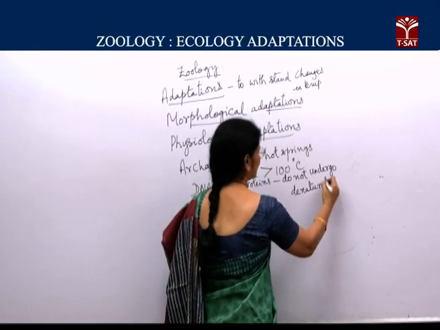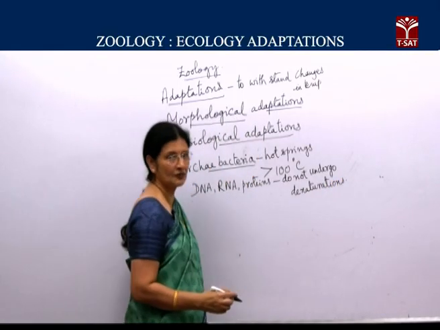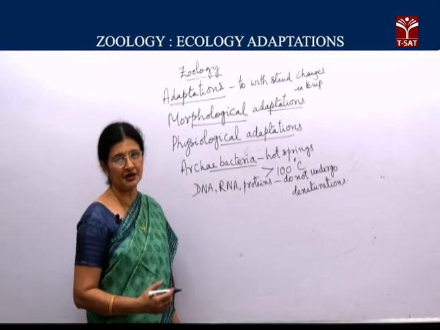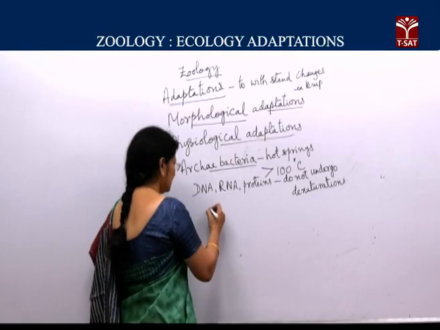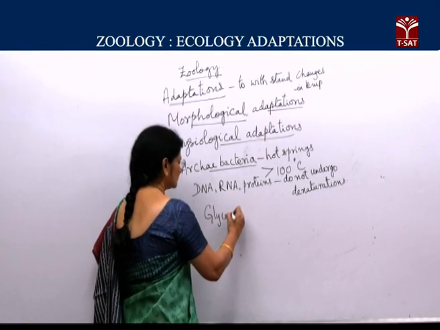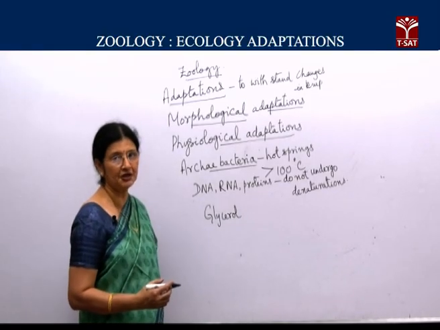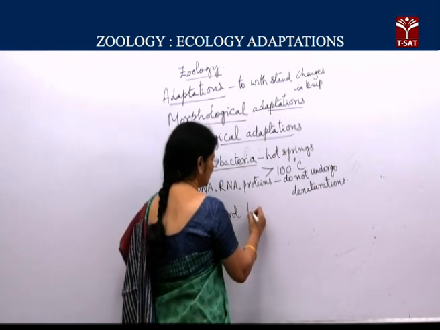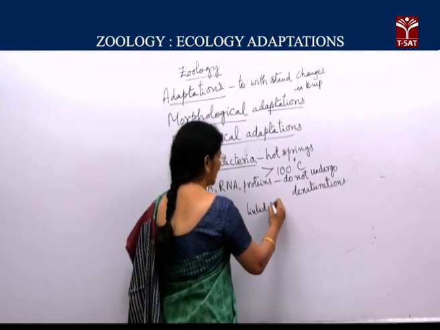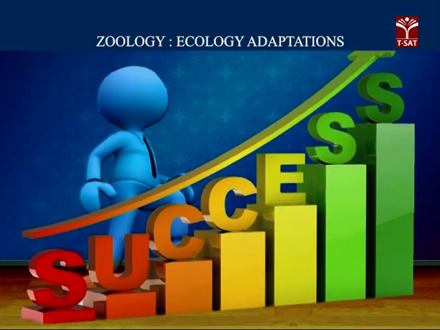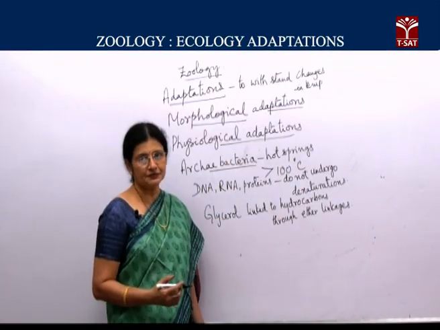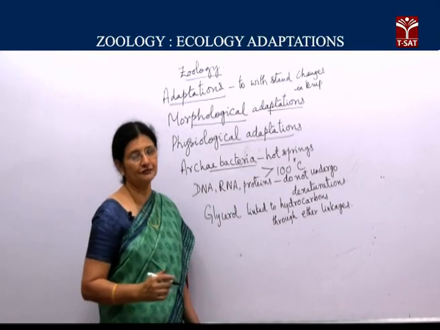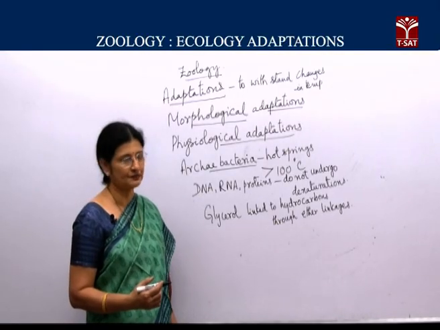even at high temperatures. Not only that, the cell membranes of these bacteria contain lipids and proteins. Glycerol of these lipids is linked to hydrocarbons, and the hydrocarbons are branched also. So this also helps in protecting the cell from such high temperature.